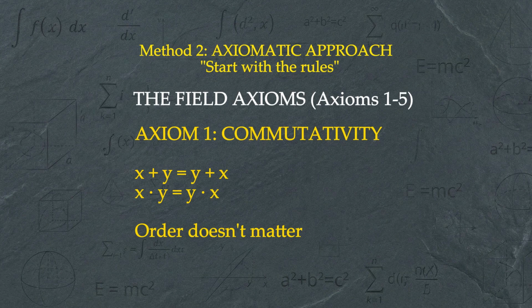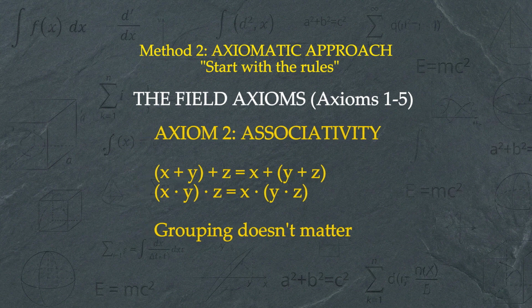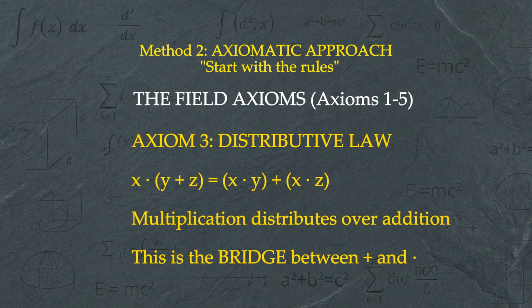3 plus 5 equals 5 plus 3. 2 times 7 equals 7 times 2. Order doesn't matter. Axiom 2 is associativity. When adding or multiplying three numbers, it doesn't matter how you group them. 2 plus 3 plus 4 gives the same answer whether you compute 2 plus 3 first or 3 plus 4 first. Axiom 3 is the distributive law.